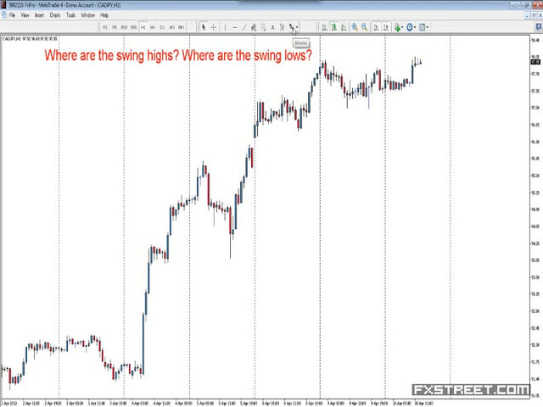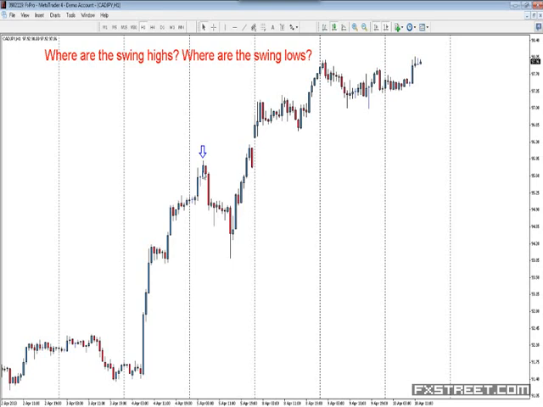So let's look at this one right here, okay? This candle right here, this little blue candle right there, that's a swing high. Why is that a swing high? Because if you look to the left, those candles don't go as high as this candle did. And if you look to the right, those candles also don't go as high as this one did. So this was sort of the peak candle.